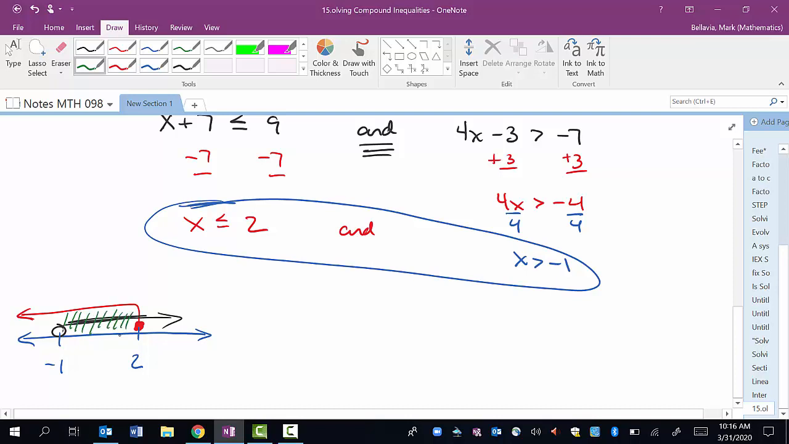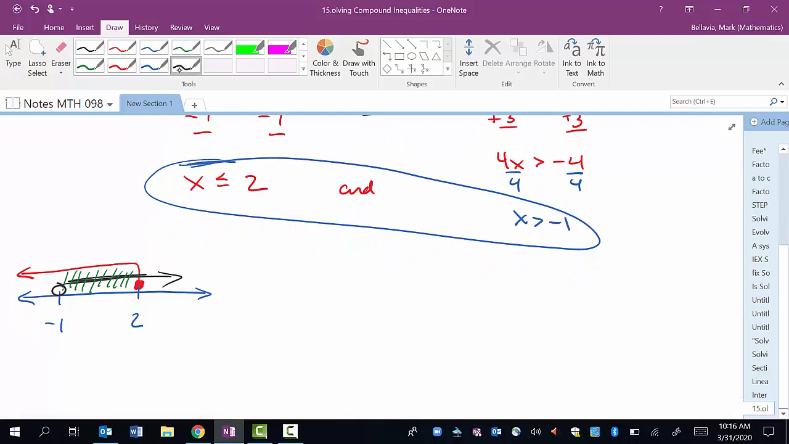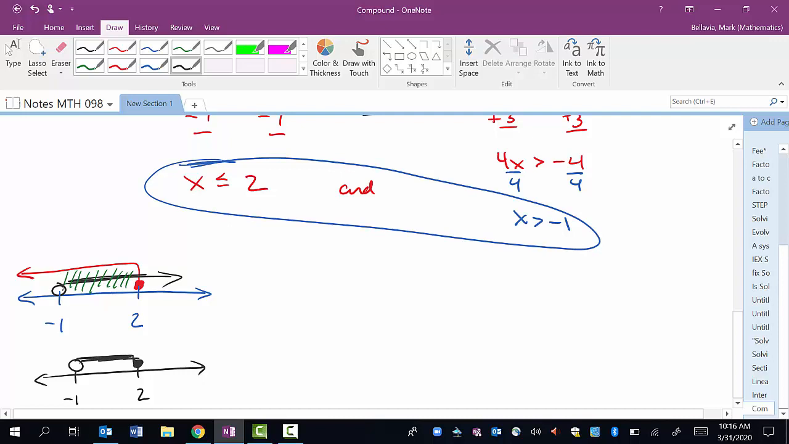So the number line that really shows the solution of this problem, I'm going to draw it down here just as the solution, is where the overlap occurs. We have an open circle at -1, we have a closed circle at 2, and we want where the overlap was, which would be in between. So that's what the solution looks like on a number line.